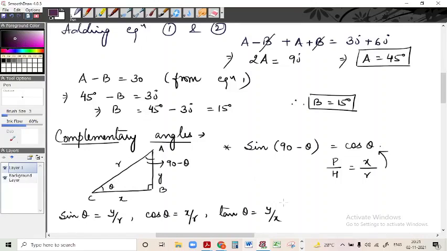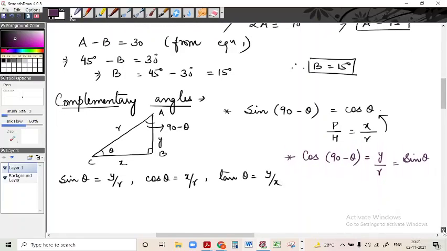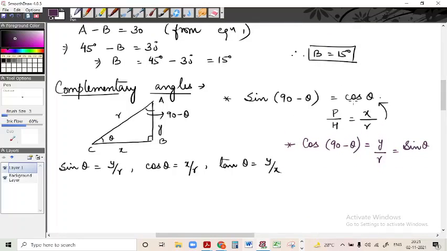Similarly, other forms can be cos 90 minus theta is equals to y by r, which is equals to sine of theta. So sine 90 minus theta, its complementary will be cos of theta. Cos 90 minus theta, its complementary will be sine of theta. Now next is our tan 90 minus theta is equals to cot of theta.